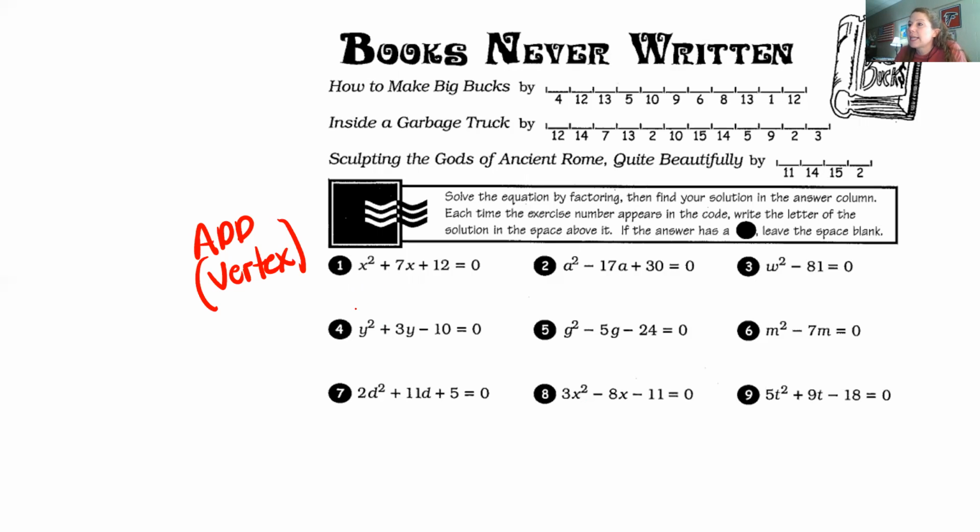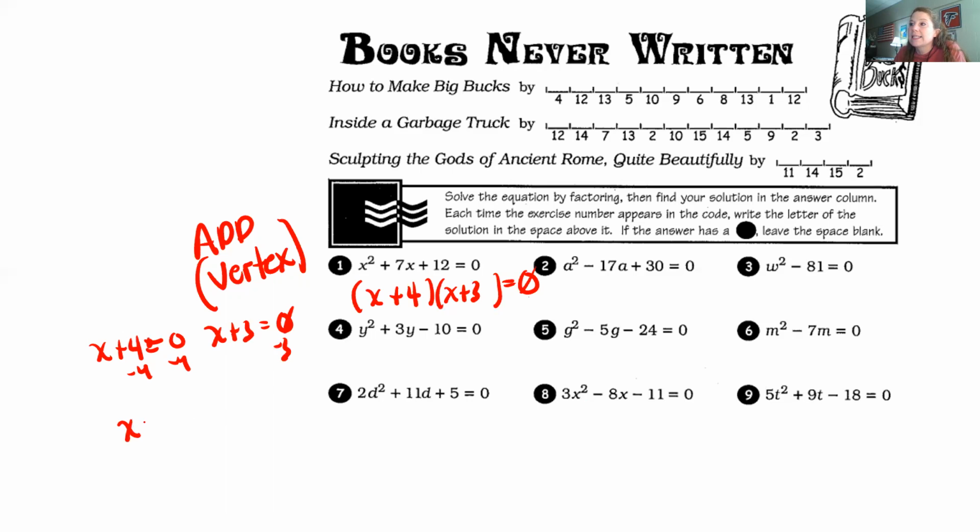Okay, so for example, I want two numbers that multiply to give me 12 and add to give me 7, which is going to be +4 and +3. You're going to take both of those numbers, set them equal to 0. And then if you subtract 4 and subtract 3, you would end up getting x is equal to -3 and -4. Okay, so that's the answer that you're looking for on the bottom of the page.